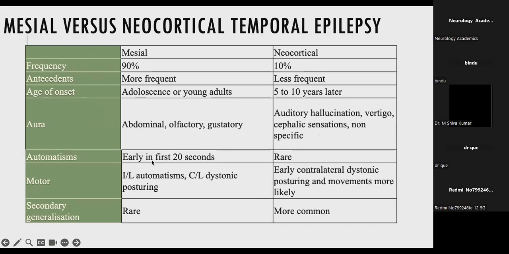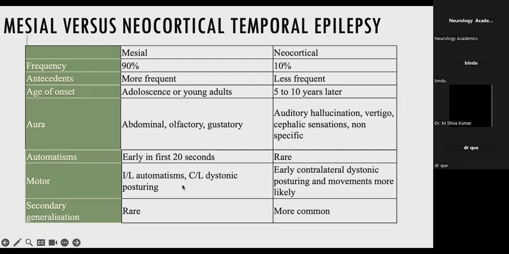As we know, the TLE is associated with automatisms, but they are more frequently seen in mesial, and also early in the seizure, within the first 20 seconds in the mesial temporal lobe. The automatisms are rare in neocortical compared to the mesial temporal lobe.